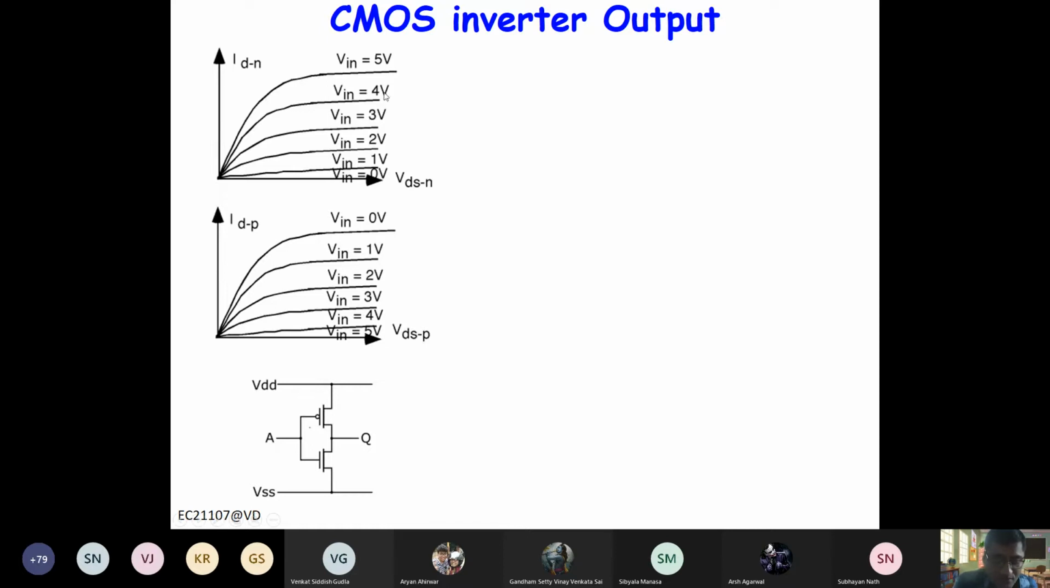So for NMOS, this is the input voltage. If it is higher, then this NMOSFET is on. If it is lower, then the PMOSFET is on, right? So if you look at the IV curve, you increase the input voltage from 0 to VDD. Let's say this is VDD, and VS is 0. Just let's say 5 volt. So your current will basically increase, right?